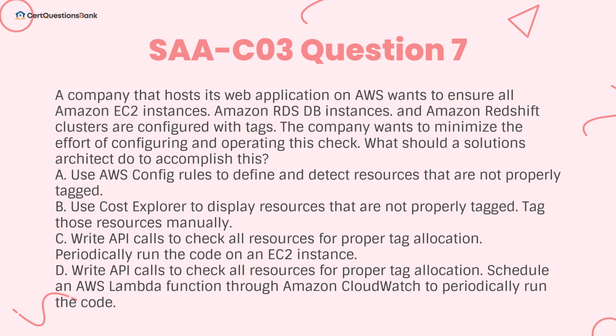C. Write API calls to check all resources for proper tag allocation. Periodically run the code on an EC2 instance. D. Write API calls to check all resources for proper tag allocation. Schedule an AWS Lambda function through Amazon CloudWatch to periodically run the code.